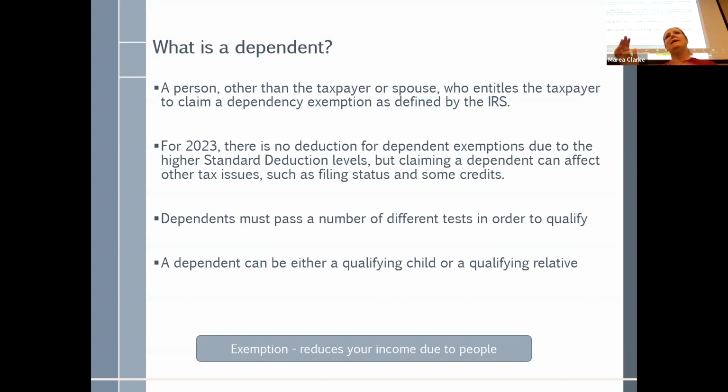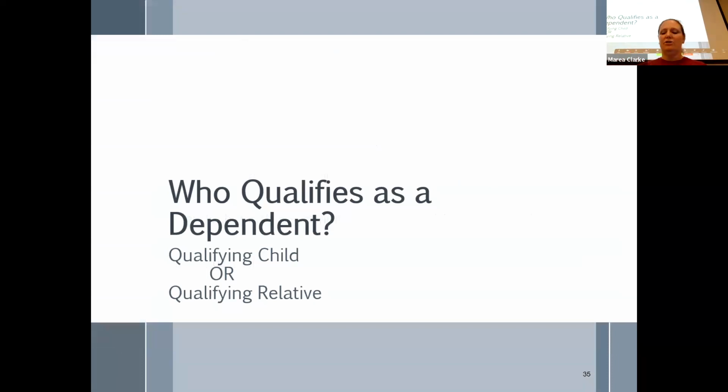Again, this is the one where I said the tax law changed. Right now, those exemptions are worth $0. In 2025, that may change again, but for right now, there is no deduction for exemptions on the tax return. They basically rolled that amount into the standard deduction.